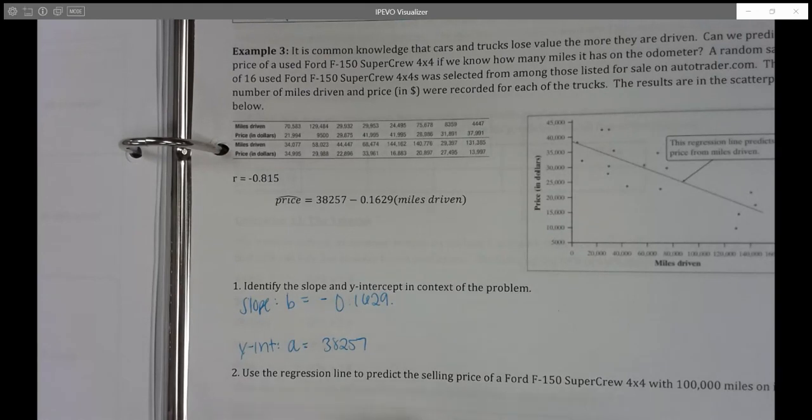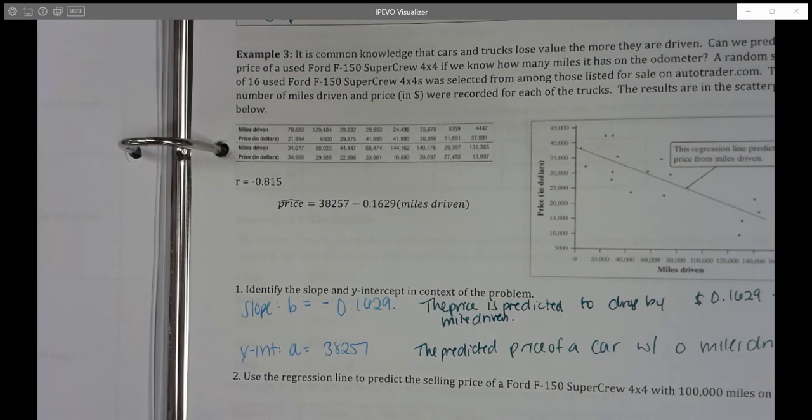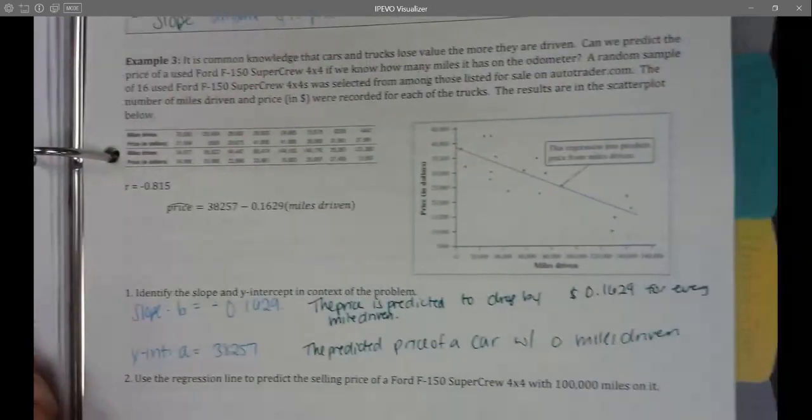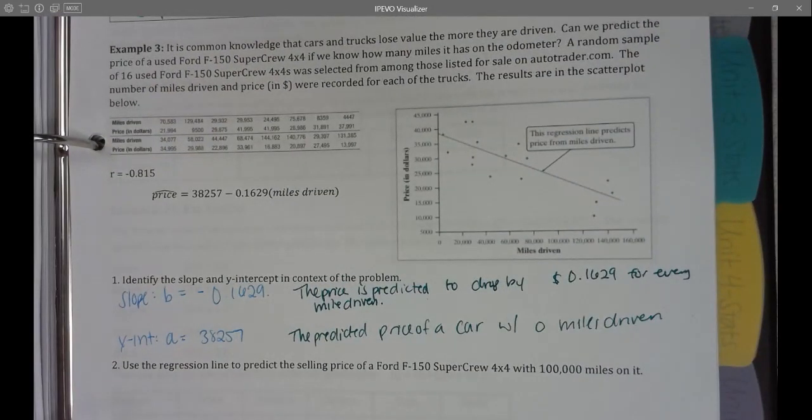All right, I have my slope and my y-intercept on here. Let's see if you can interpret those in context. You do not have to have the exact same wording as me, but this is the wording that I have for these two questions. For slope, I said the price is predicted to drop by $0.1629 for every 1 mile driven. For the y-intercept, I said the predicted price of a car with 0 miles driven. That would be the predicted price of a new car, would also be acceptable.